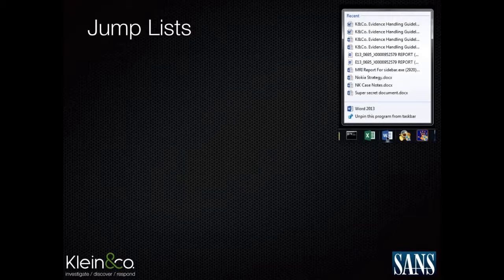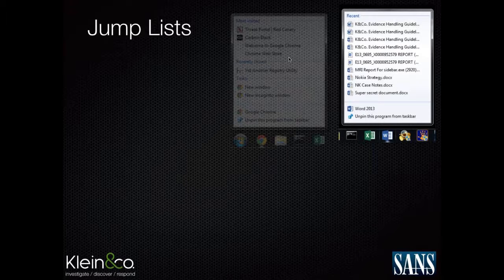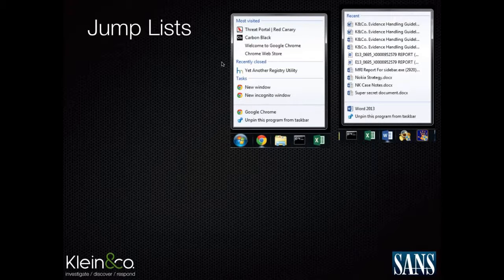And the information that it records will vary depending on what the program is. So in Word, you see this list of recently accessed documents. In a different program like Chrome, you can see it shows you slightly different stuff. So here you can see I've been looking at some threat information. We've been looking at Carbon Black. We've recently closed this Yara program or page, yet another registry utility, and there's some tasks there as well. All of that information is stored in these jump list files.